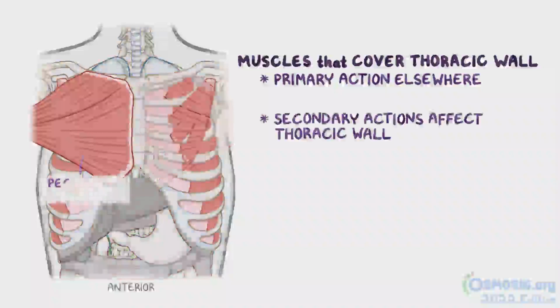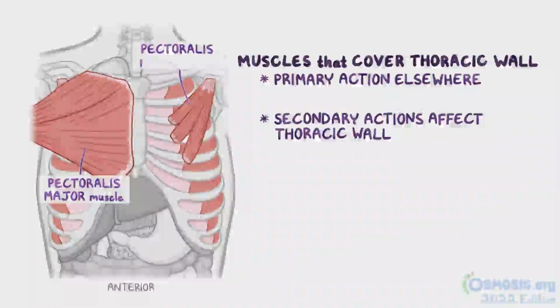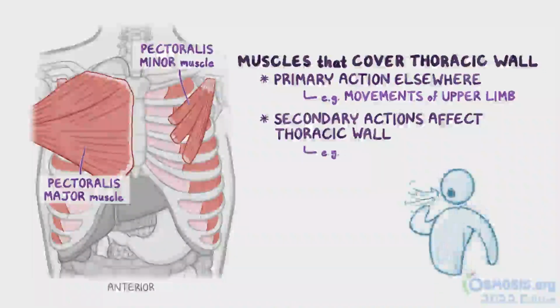For example, the pectoralis major and pectoralis minor muscles overlay the thoracic wall, but they are primarily involved with movements of the upper limb, and their secondary action is to act on the thoracic wall as accessory muscles of respiration.